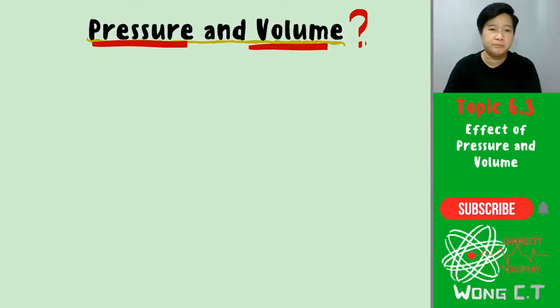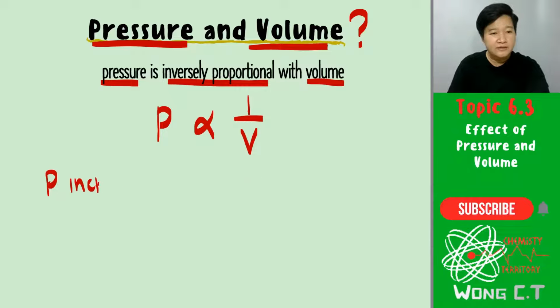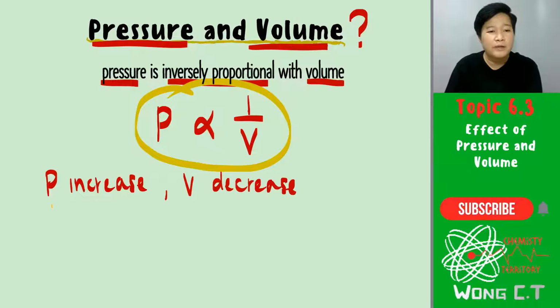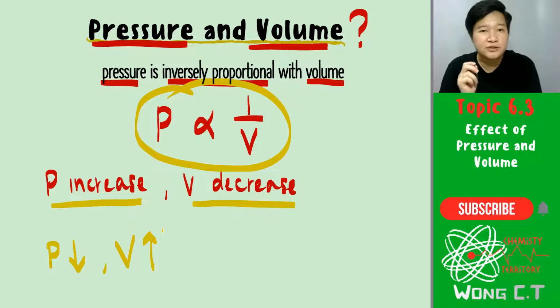Next, let's look at the relationship between pressure and volume. As we learned in Boyle's law previously, pressure is inversely proportional to volume. So when the pressure increases, the volume will automatically decrease. When the question says the disturbance is increasing pressure, we know that it means the volume decreases at the same time. Make sure you know that pressure and volume are inversely proportional. When the pressure increases, the volume decreases, or vice versa, when the pressure decreases, the volume will increase. Make sure you know this relationship before you continue watching this video.